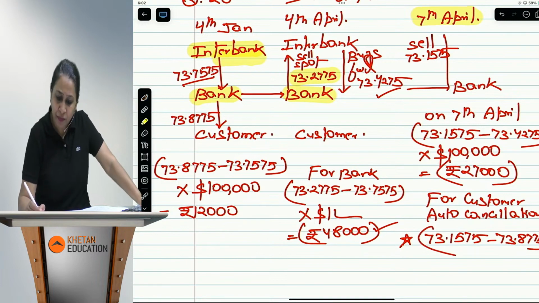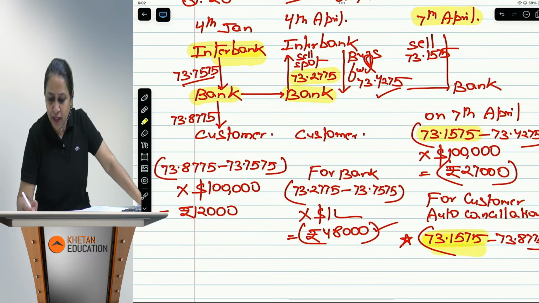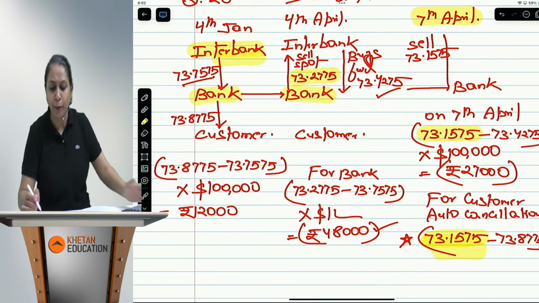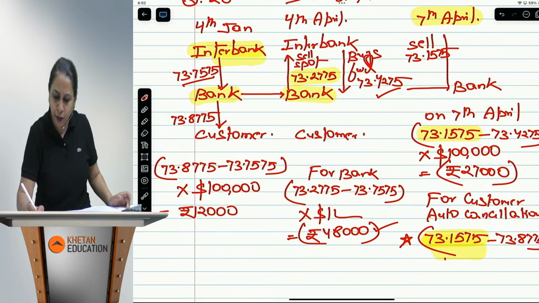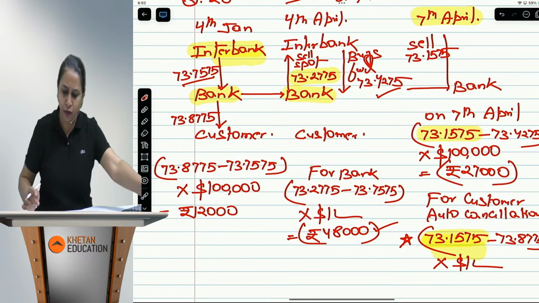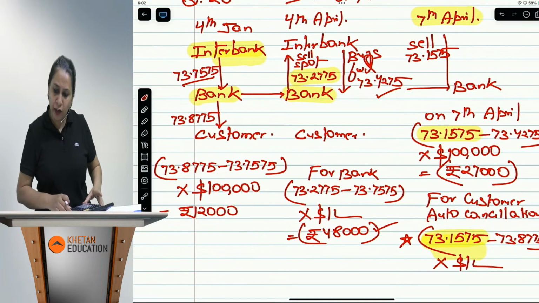This is a mistake. I have not taken the exchange margin here. Both bank and customer cannot cancel at the same rate. This rate has to be minus the TT margin, but because I want to help you match all the answers, that is why I'm ignoring that. Into $1 lakh. So how much is the value? How much is the total loss on the part of the customer?